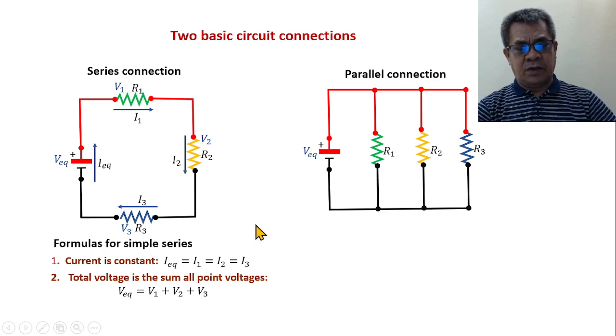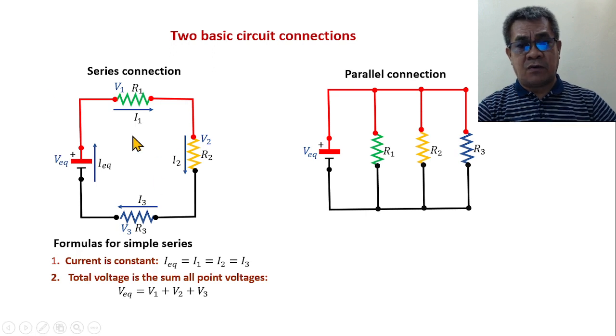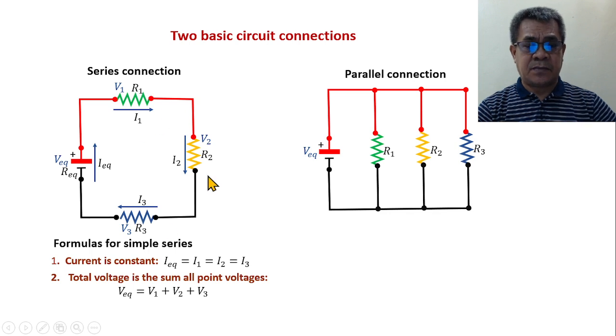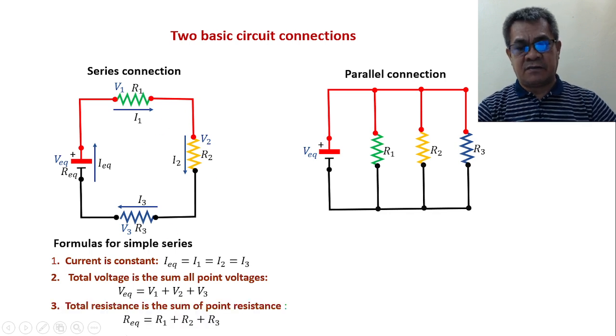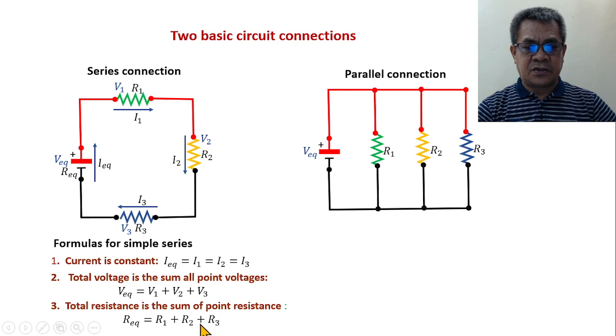Now, what else? What is the relationship of R1, R2, R3 towards the R equivalent? How do we calculate the equivalent resistance in series? Now, the answer is just add everything: R1, R2, and R3. Now, this formula can be verified using formula number 1 and number 2.